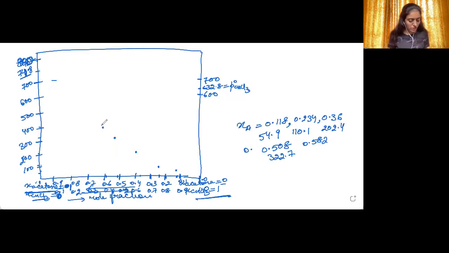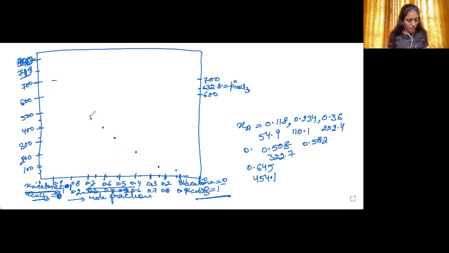Okay. Then next, the mole fraction is 0.645, and the vapor pressure is 454.1. So 454.1 and 0.645, approximately here. The vapor pressure 454.1 is approximately here. Here will be the point.